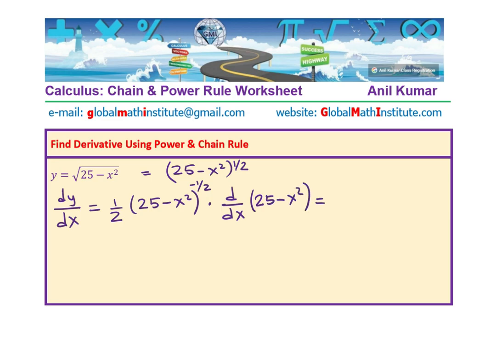Now, let's rewrite this. Half 25 minus x squared to the power of minus half. This will come in the denominator. So I could write this as 1 over 2 square root of 25 minus x squared. Correct? And what is the derivative of 25 minus x squared? Minus 2x, right? Times minus 2x. Is that clear to you?